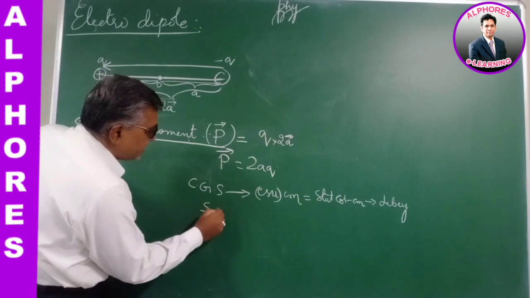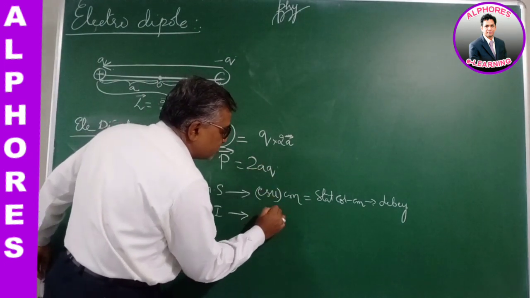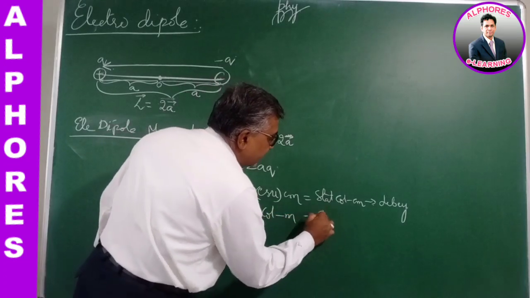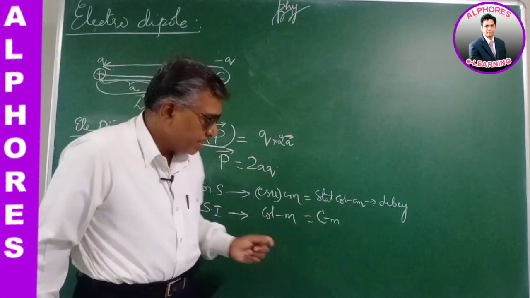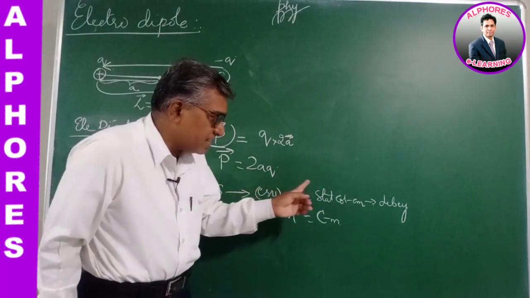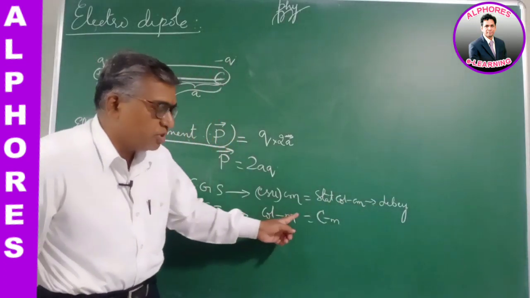But in the SI system, the distance is in meters and charge is in coulombs, so the unit is coulomb meter. In the CGS system it is stat coulomb centimeter, or debye, and in the SI system it is coulomb into meter.